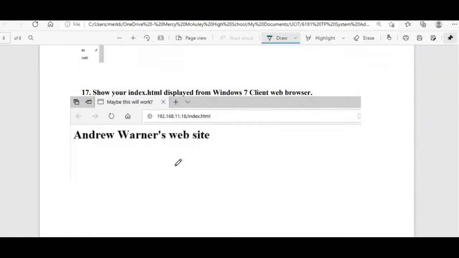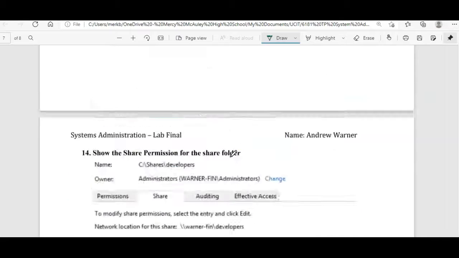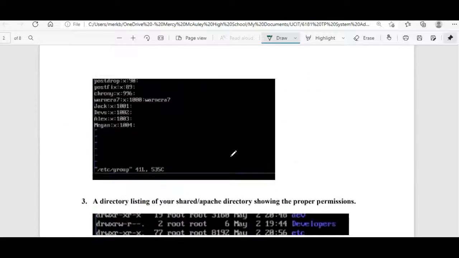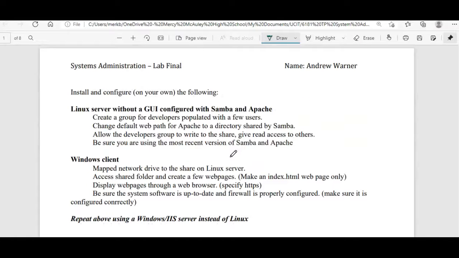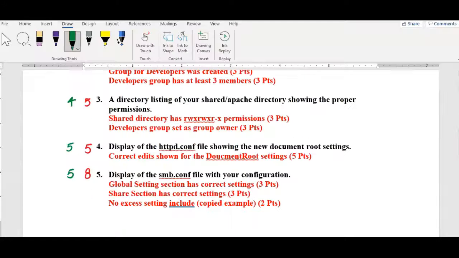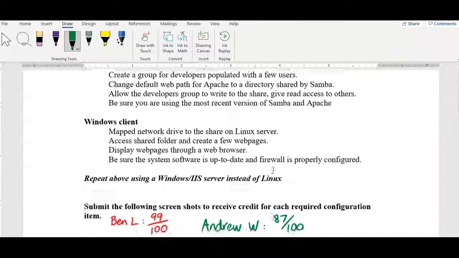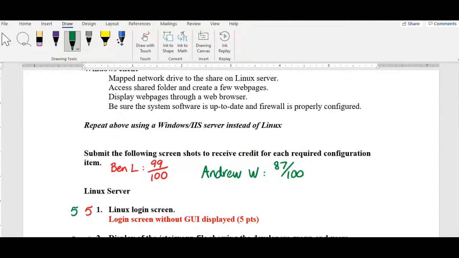He was able to type in this website number, and it opens up Andrew Warner's website. So overall, both students did proficient work. Ben's was fantastic, only lost a point, and Andrew lost more, but still ended with a passing grade of an 87%.